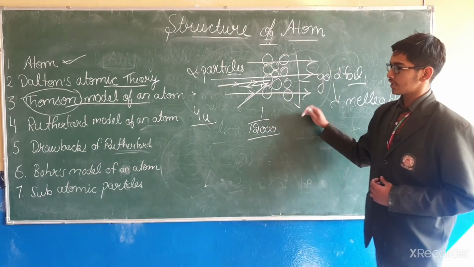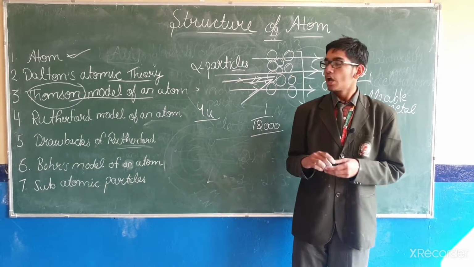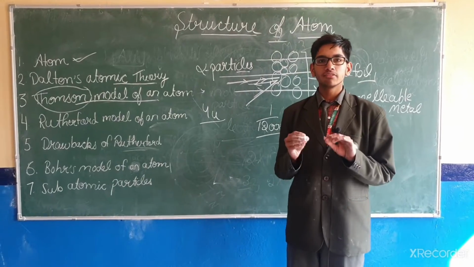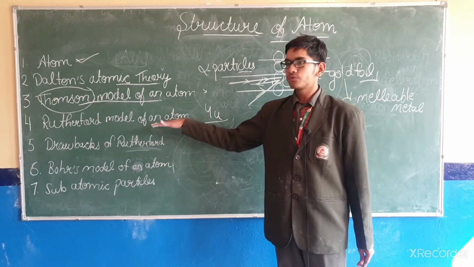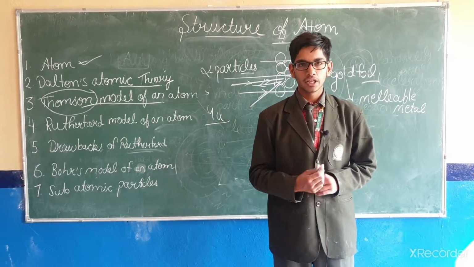Now, what is the difference between J. J. Thomson and Rutherford model of an atom? According to Thomson model of an atom, the mass of the atom is equally distributed. But according to the Rutherford model of an atom, the mass of whole atom resides inside the nucleus.